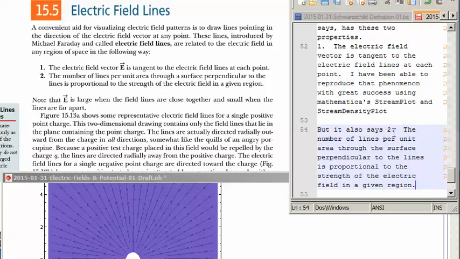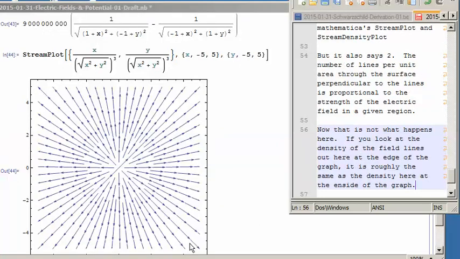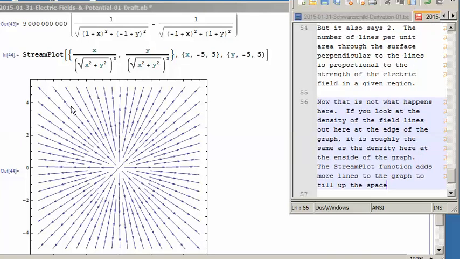But it also says, two, the number of field lines per unit area through a surface perpendicular to the lines is proportional to the strength of the electric field in a given region. Now that is not what happens here with the stream plot. If you look at the density of the lines out here at the edge of the graph, it's roughly the same as the density of the lines in here at the inside of the graph. So the stream plot function in Mathematica adds extra field lines to fill up the space.